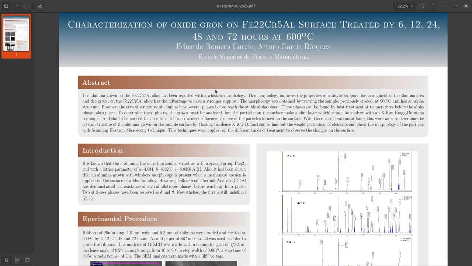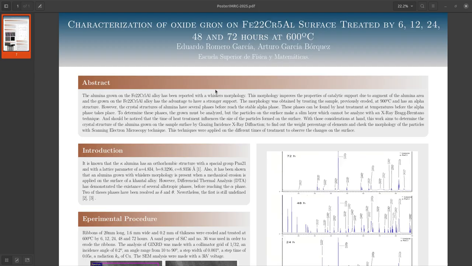In this work, a characterization of an eroded sample treated from 6 to 72 hours at 600 degrees Celsius has been analyzed by grazing incidence X-ray diffraction, scanning electron microscopy, and energy dispersive spectroscopy. To analyze the elements' movement, the EDS was applied at times of 6 and 72 hours. They were analyzed globally, on the matrix, beside the particles, and on the particle.